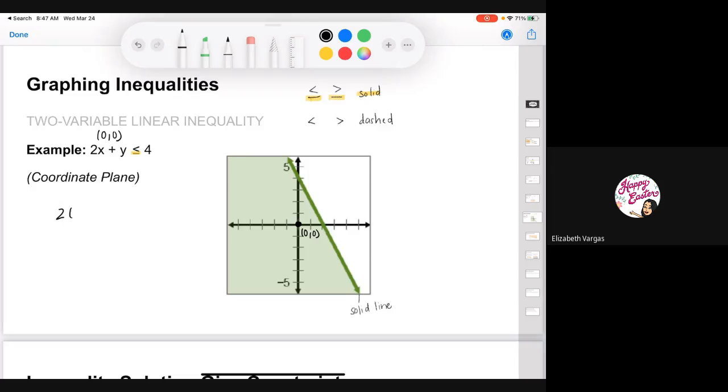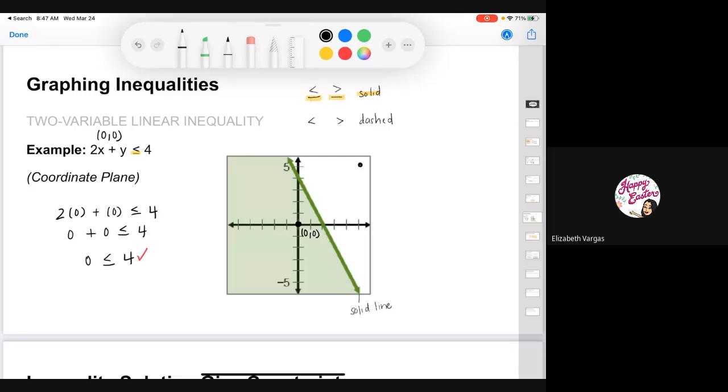So for example, 2 times 0 plus 0, is that going to be less than or equal to 4? Well, 2 times 0 is 0, plus 0. 0 plus 0 is 0. Okay, so I want to see, is this true? Is 0 less than or equal to 4? Yes, 0 is in fact less than 4. So that would be true, which means that I could shade on this side of my coordinate grid. Okay, so say I didn't know that that side of the coordinate grid was the green part.